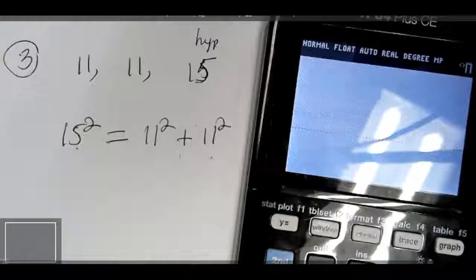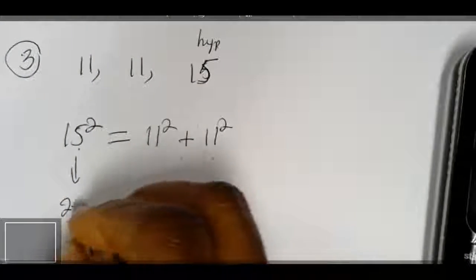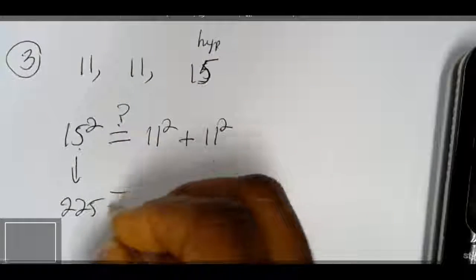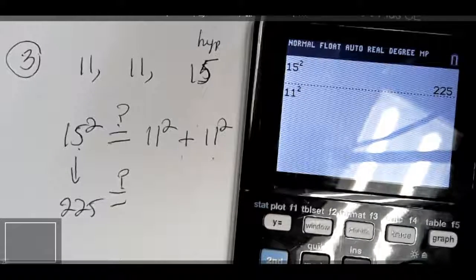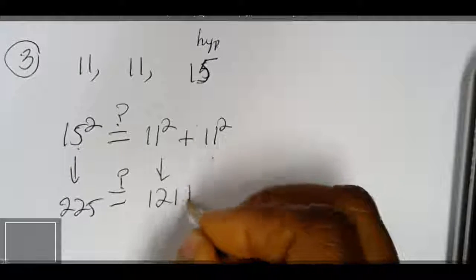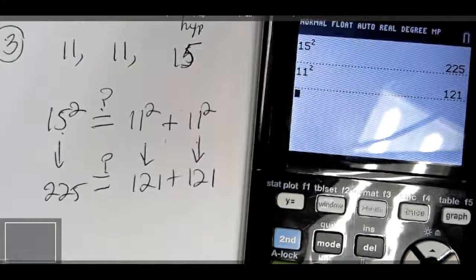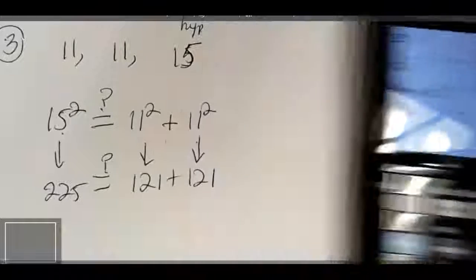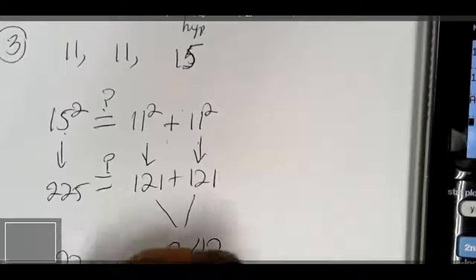So, calculator work. So, 15 squared, 225. Does it equal 11 squared, which is 121? 121 plus 121. So 121 plus 121, 242.